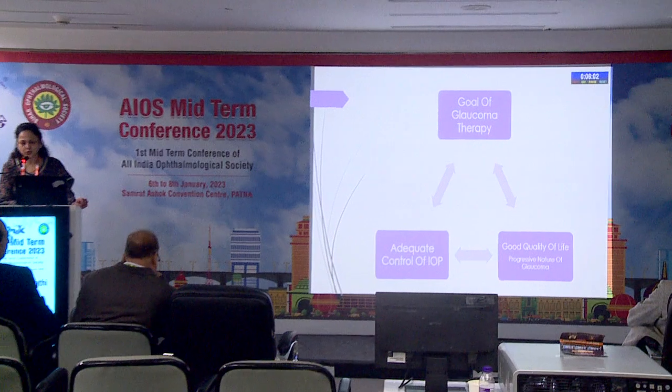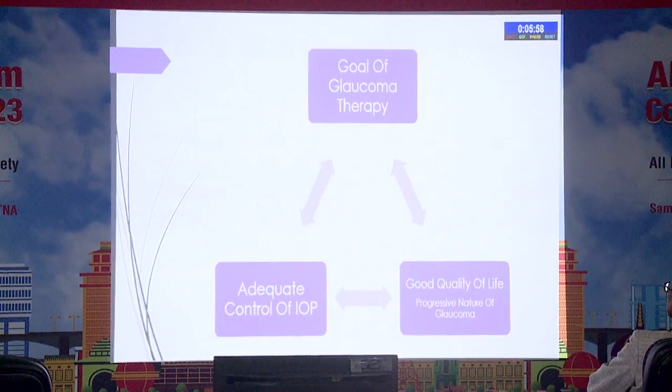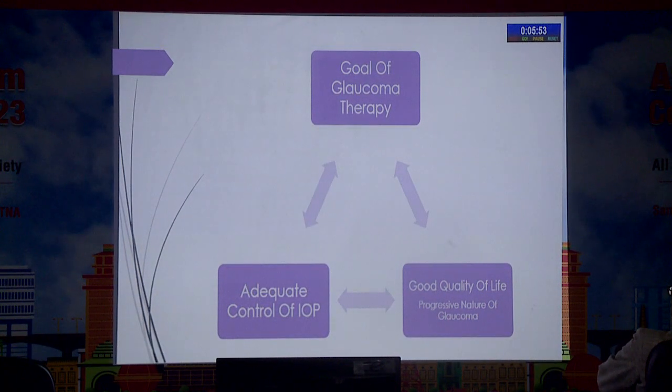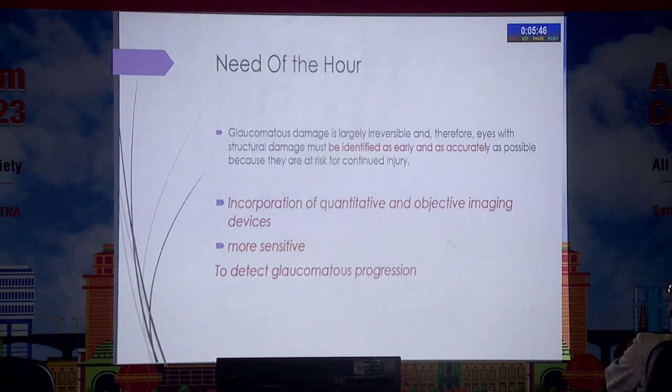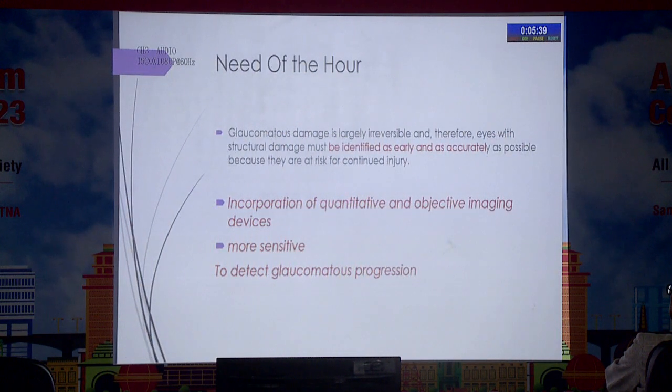As we know, the goal of glaucoma therapy is control of IOP, and alongside we have to keep a good quality of life, keeping in mind the progressive nature of the disease. That is how the importance of identifying the disease progression in time comes in. The need of the hour is to identify the progression as early as possible and as accurately as possible, with the help of quantitative and objective imaging devices, which are more sensitive to detect the subtle changes that we call progression.